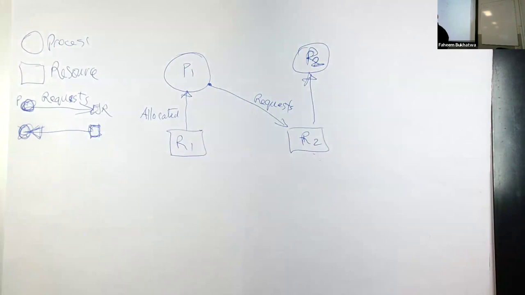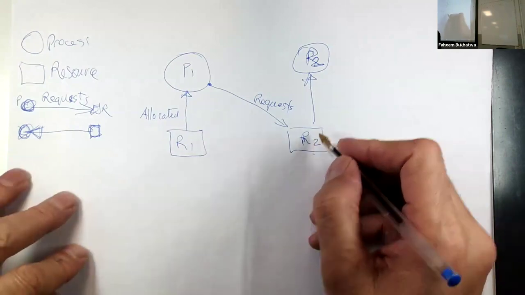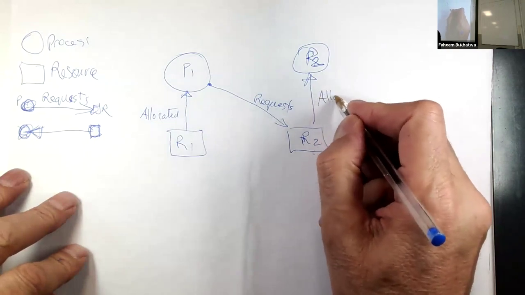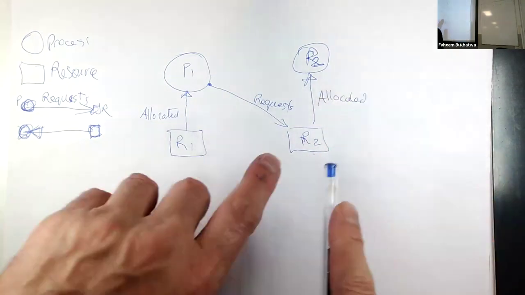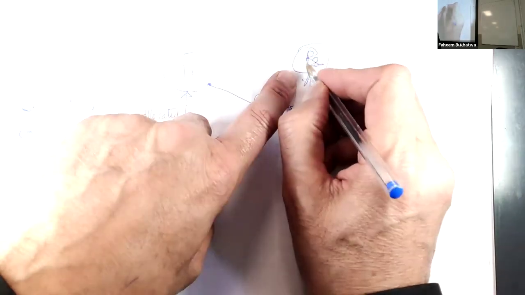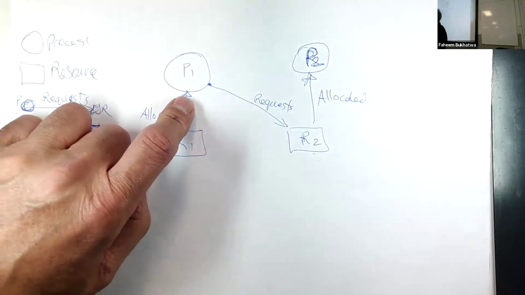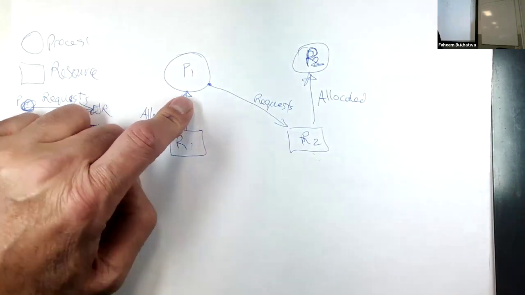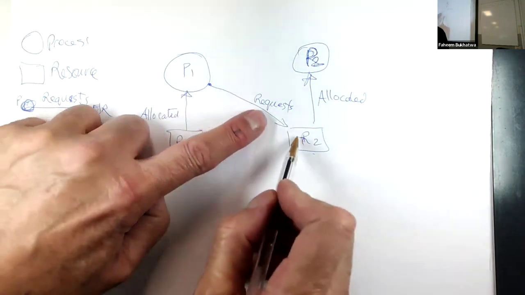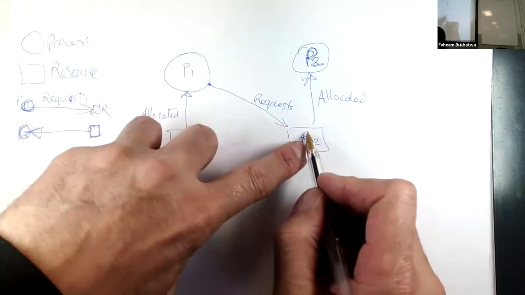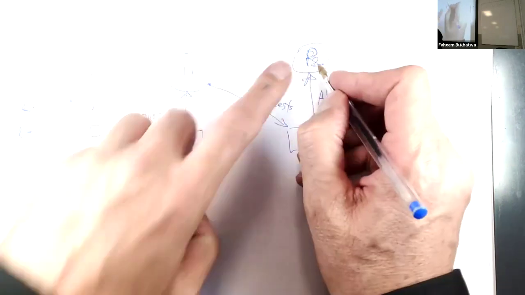Can you read this statement for me? This relationship between resource 2 and process 2? How would you say? Yeah, resource 2 is allocated to... Remember, always, if you are starting with a resource, it's allocated to the process. If you are starting from a process, it's pointing to a resource. It's like you pointing at a resource, saying, I want that resource. So process 1 is requesting resource 2, but resource 2 is allocated to process 2.